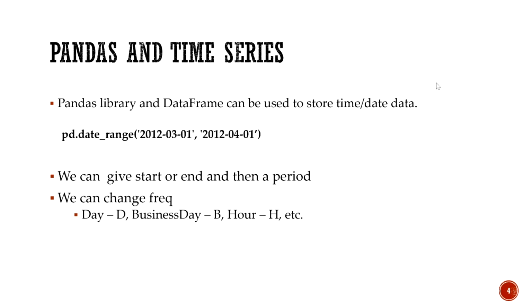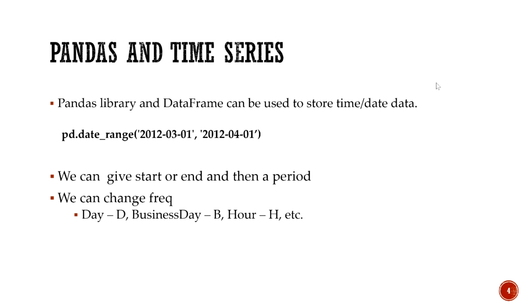The pandas library and data frame can be used to store time and date data. For that, we use date_range. So it's like a range function, but its type is date. For example, you want to generate dates starting from 2012, month 3, and day 1st, through 2012, month 4, and day 1st. So you can give a start or end and then a period. You can also pass another argument named frequency. So do you want to generate the range based on days, based on business days, or hours?